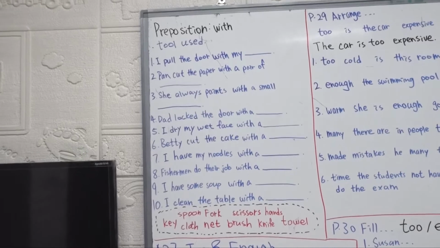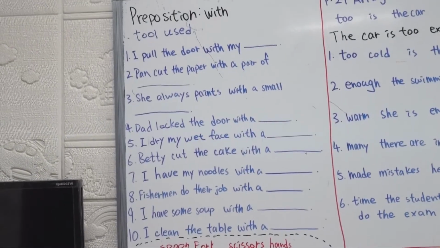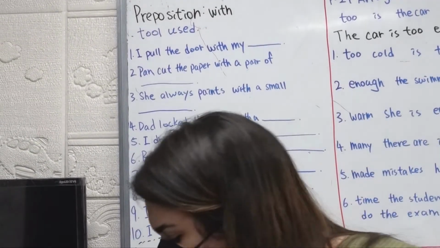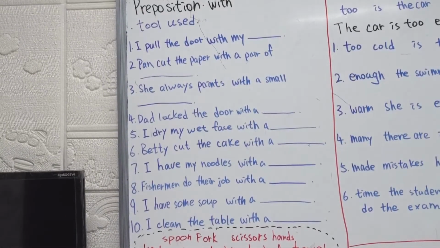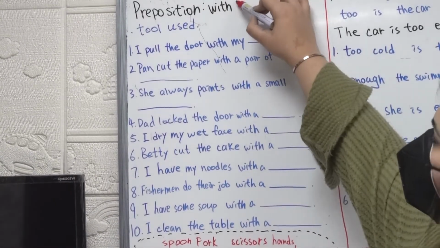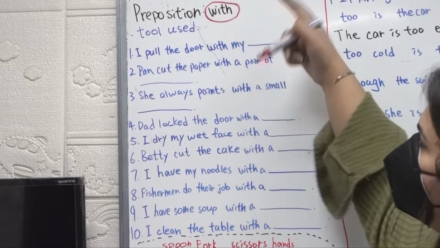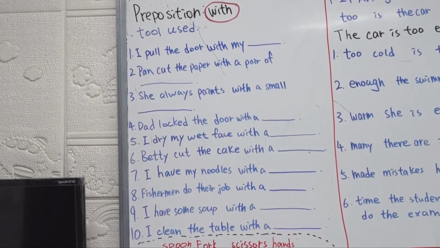Preposition, what is it? At. We learned in, on, at. Which one did we learn? We learned the preposition with, right? When do we use the preposition with, everyone? When we use something to do something, okay?